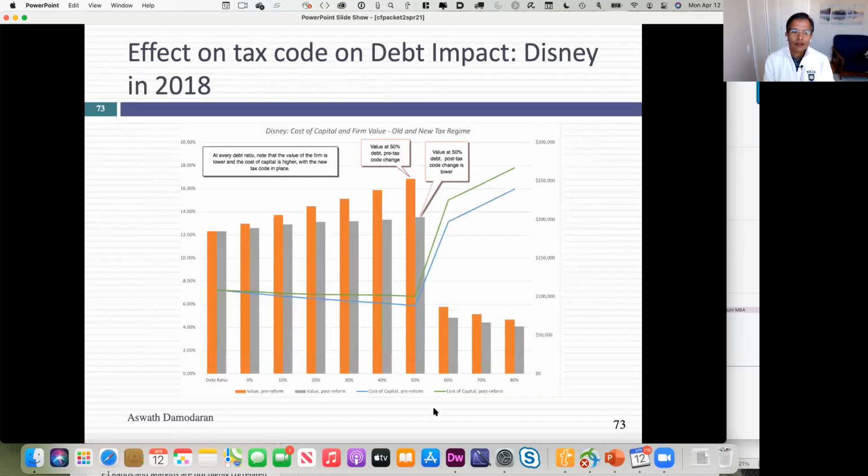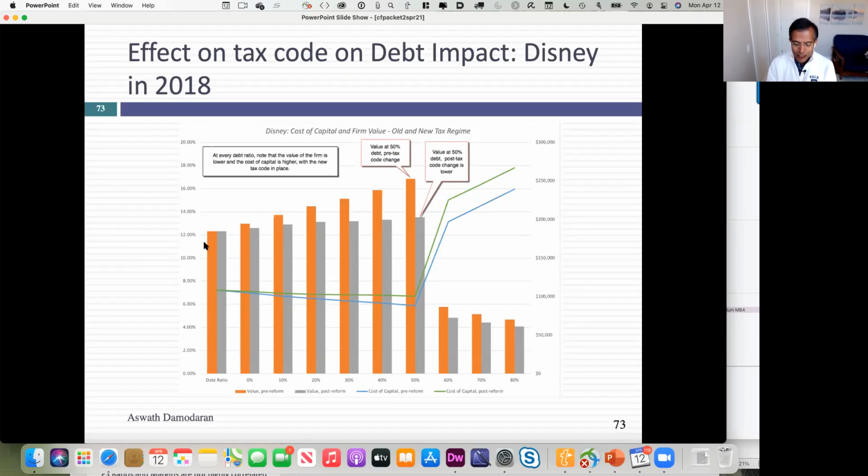So after the 2017 Tax Reform Act passed, I took Disney and ran two capital structure spreadsheets, one with the old tax regime, where the tax rate was 40% and interest expenses were fully deductible, and one with the new tax regime. See the orange? That's under the old tax regime, the 40% tax rate. The gray is what happens when I take Disney, keep all the numbers the same, and just change the tax rate. The optimal actually stayed roughly the same.